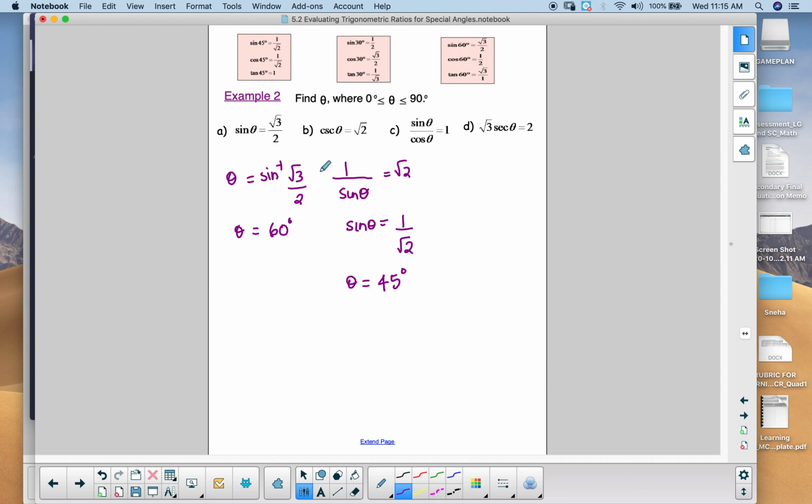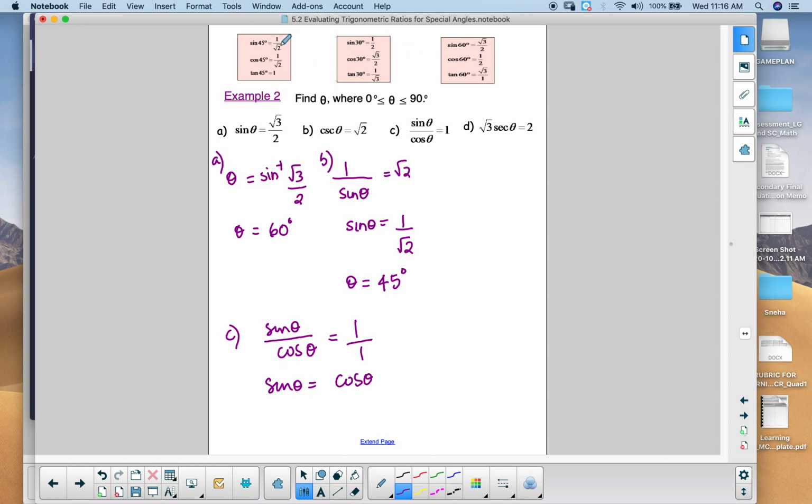Okay, so this was A, this is B. I'm going to do C down here. Sine theta divided by cos theta equals 1. So if you solve this, multiply both sides by cos theta, you get sine theta equals cos theta, right? Or you can think of it as if you're cross multiplying. And so which angle has both the sine and the cosine with the same answer? Well, it's not this, but it's this.